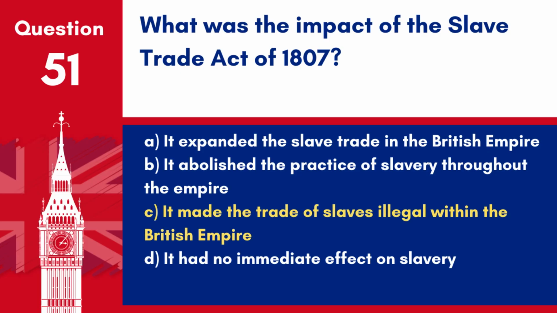Answer: C. It made the trade of slaves illegal within the British Empire. The Slave Trade Act of 1807 did not abolish slavery itself, but made the trade in slaves illegal, marking a significant step towards abolitionism in the British Empire.